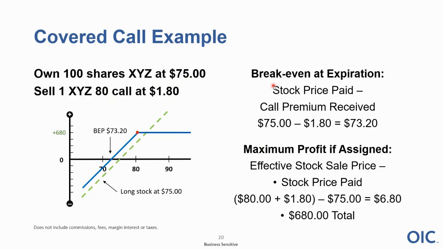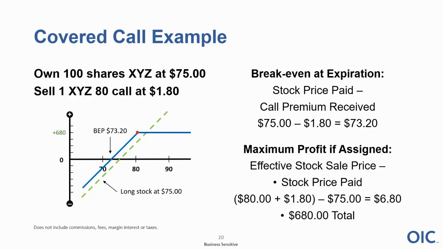Now, our break-even price is going to be different than buying the call. It's going to be the opposite. The break-even price is going to be the $75 where we own the stock minus that $1.80 that we collected when we sold the option. The reason being is we bought stock for 75 and we collected a $1.80 premium with this trade. So theoretically, our cost basis is $73.20. Even if stock doesn't go anywhere, that premium is going to help us lower our cost basis and generate some extra income.